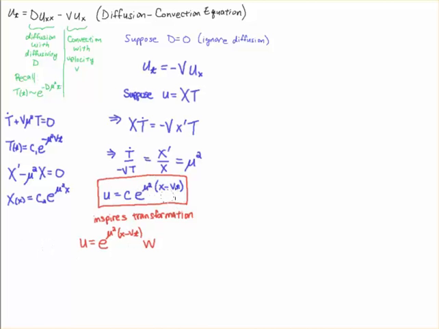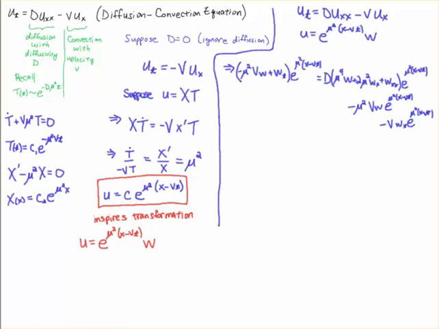So we want to hit this with this exponential. Just like we did in the last video, instead of hitting it with an e to the minus beta t, we hit it with an exponential of mu squared times x minus vt, times w. And this w is going to be our variable when we transform this into the heat equation. So that'll be our dependent variable.